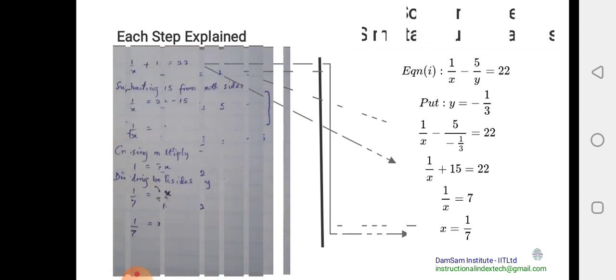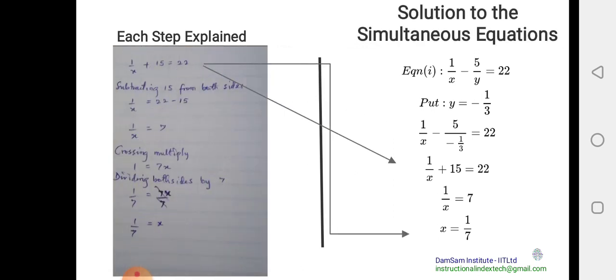From there, we take away 15 from both sides, and that becomes 1 over x is equal to 22 minus 15. 22 minus 15 is 7. From this 1 over x is equal to 7, we can easily take the reciprocal of both sides to have x is equal to 1 over 7. Or we go through the breaking down process, cross multiplying to have 1 is equal to 7x, then divide both sides by 7 to have 1 over 7 is equal to x.